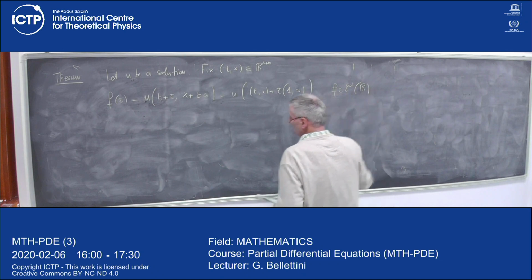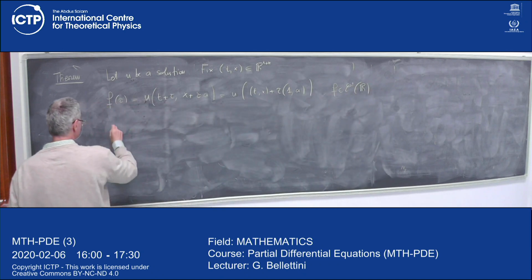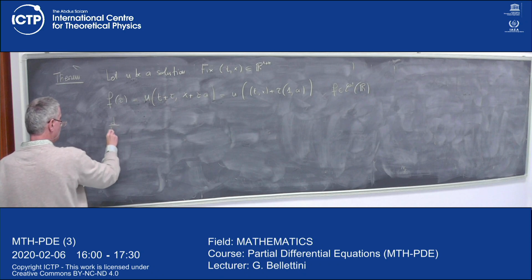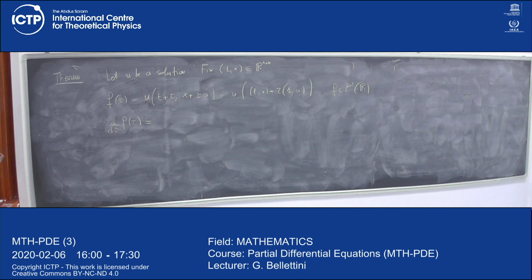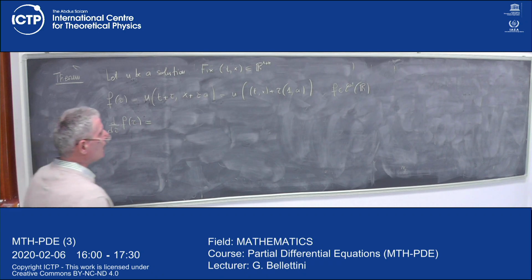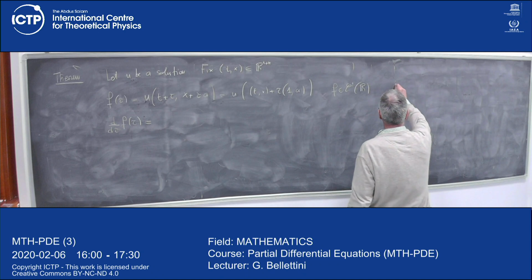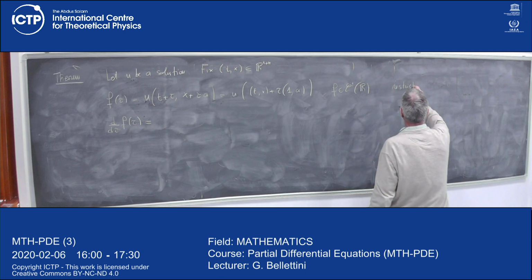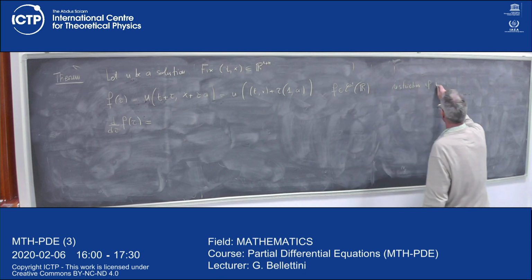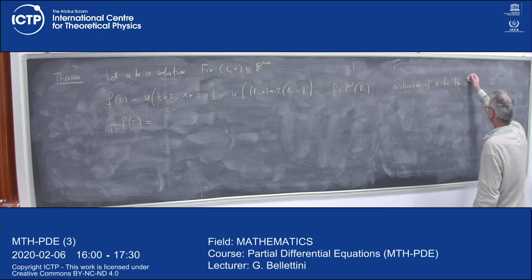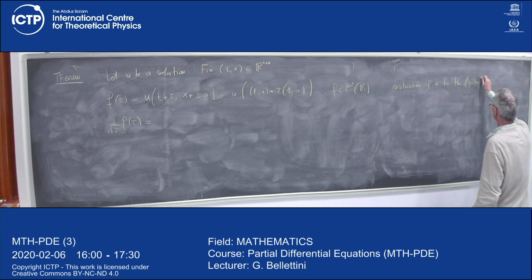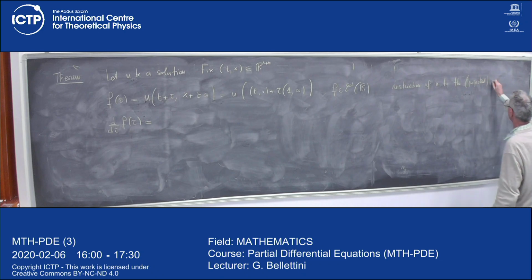So I can go on with the following computation. So let me do f dot, d over d tau. And let's see what happens to this. So this is just f, the restriction of u to the projected characteristic passing through t, x.